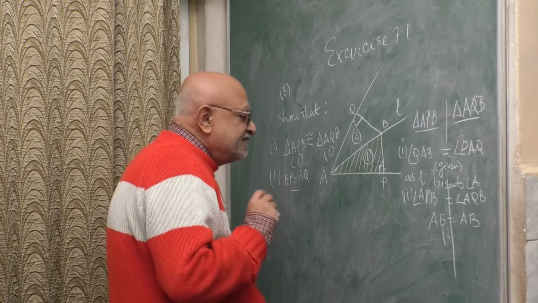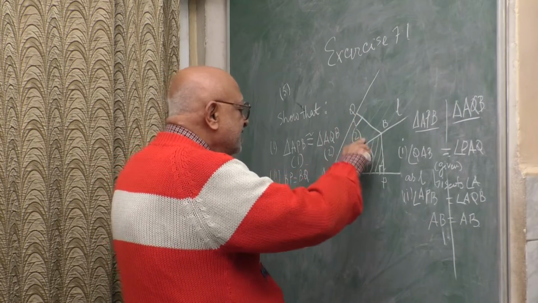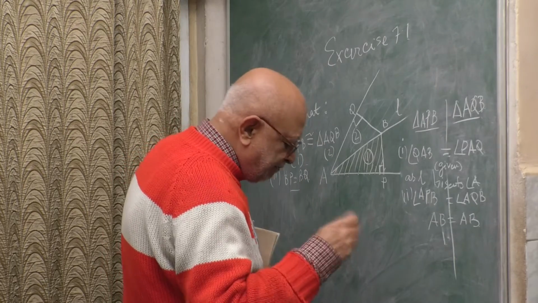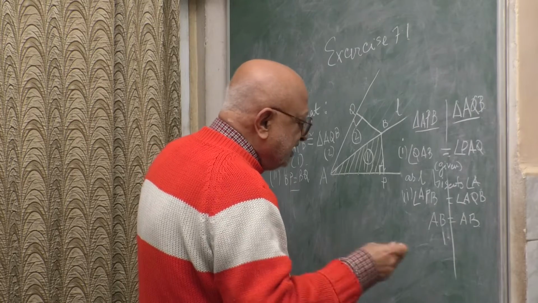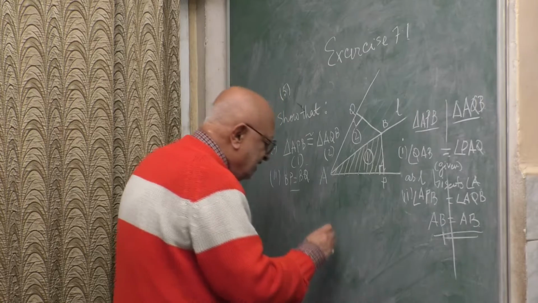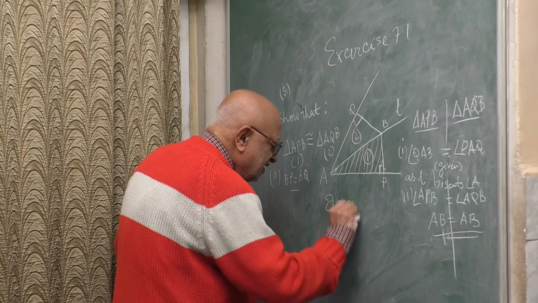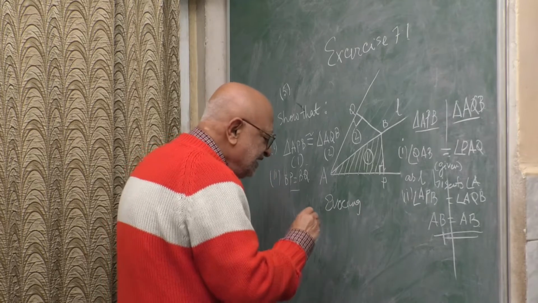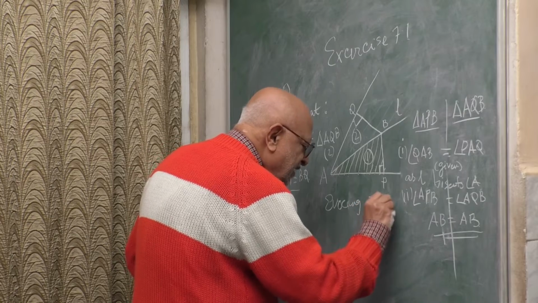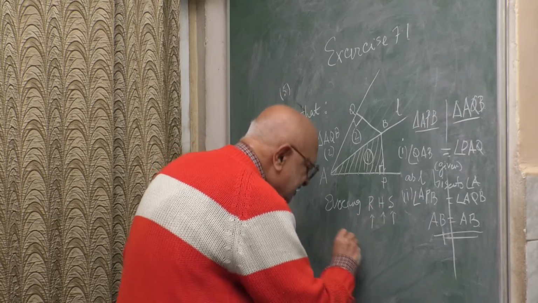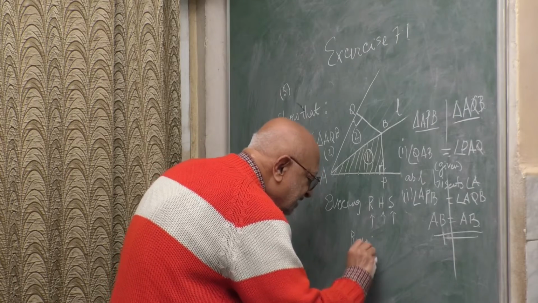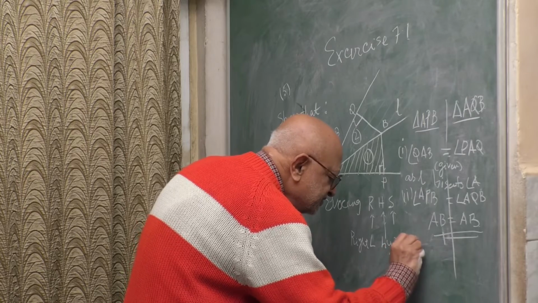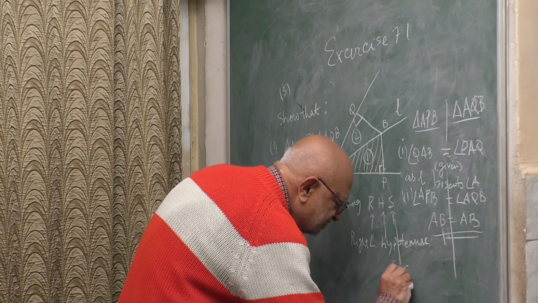Now we have not discussed this, but you can also take it as a right angle triangle, and you can take hypotenuse and a side. We can do it that way also, but that point we have not discussed yet, so I will discuss it later. So this can be done two ways. One is invoking the RHS rule, right angle, hypotenuse and side. This is right angle, this is hypotenuse, and this is side. This we have not discussed, we will discuss later.